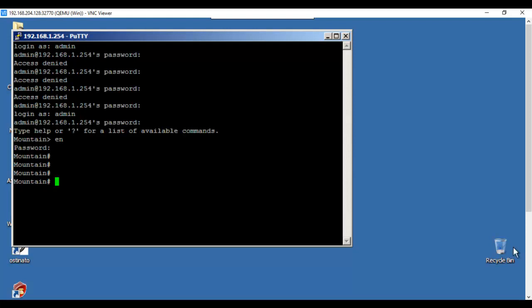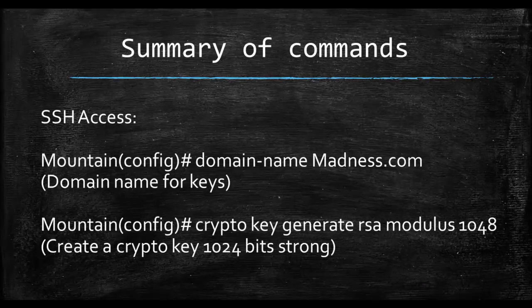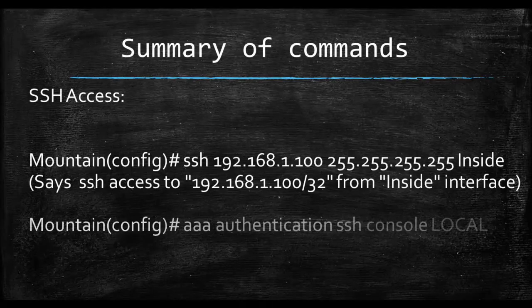Guys, let's go and verify the commands again so that we get a summary of that. The first was to make a domain name. So domain name madness.com. Then we created the crypto key: crypto key generate RSA modulus 1024. So we created a crypto key. Then we allowed the admin's IP address 192.168.1.100 from the inside interface over port SSH. And then the last one was we told ASA to authenticate SSH from the local database. So now we have completed both our tasks. So I think we have finished for this.